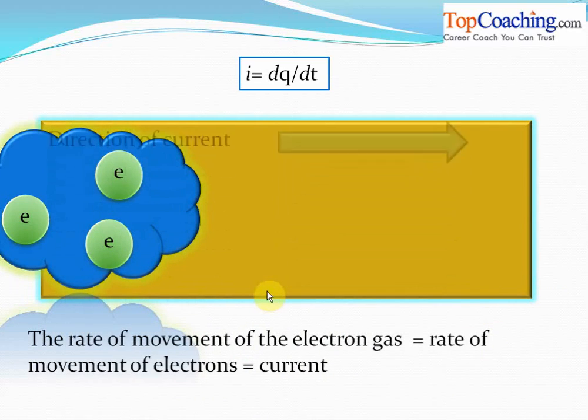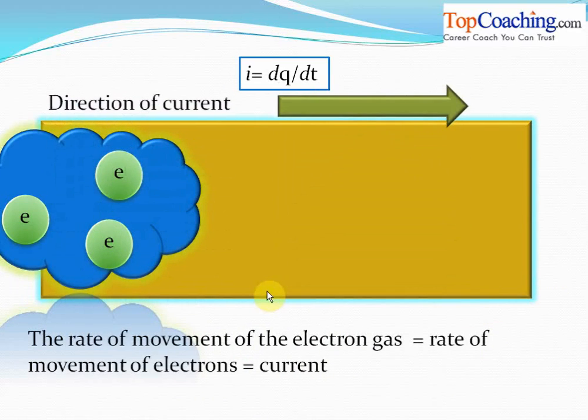One interesting fact that you must remember here is that the direction of electric current is always assumed to be opposite to the direction of motion of the electrons. So if the electrons are moving from right to left, the current is assumed to be moving from left to right. Basically we assume that positive charge is moving from left to right, when in reality electrons are moving from right to left.